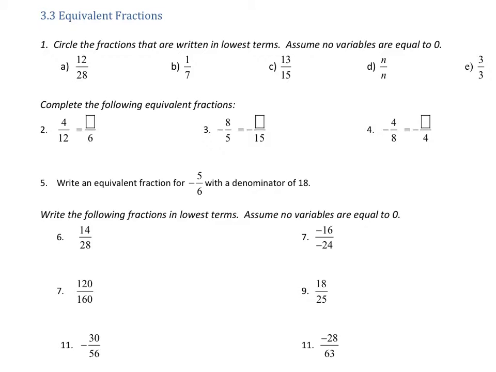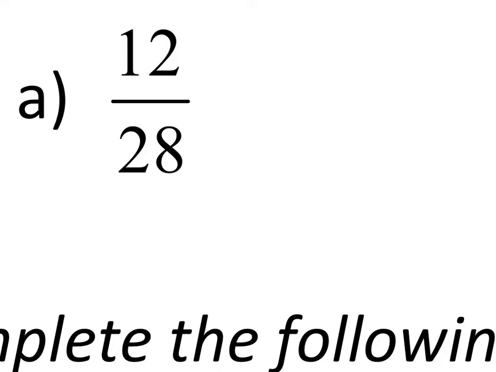So, number one, circle the fractions that are written in lowest terms, meaning we can't simplify them any further. This will require some factoring, essentially, okay? Assume no variables are equal to 0. So let's look at these. So really it's just asking, is there a fraction that is equal to this that we could make smaller?